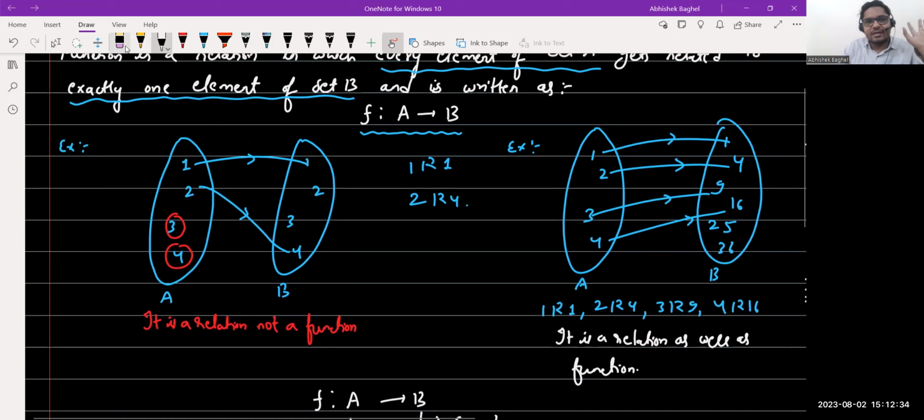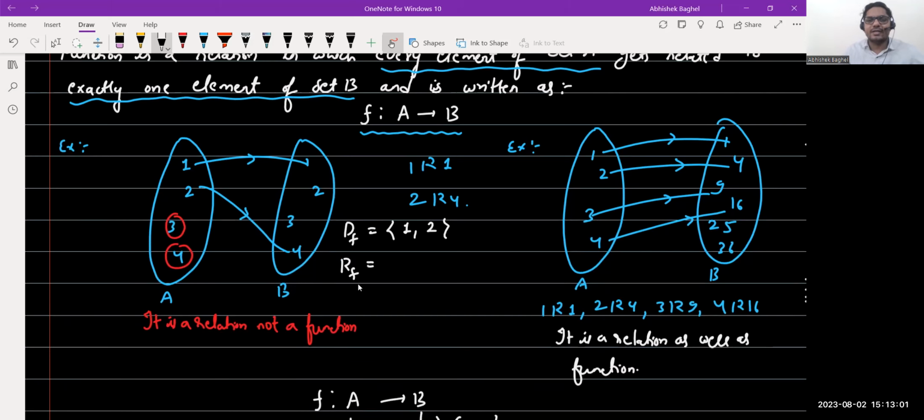The first one is not a function. It is a relation, but we can find out the domain, range, and the codomain. Clear? So the domain of the first one: domain is the set of elements of set A which gets related. So 1 and 2 are related. So domain is nothing but the set of 1 and 2. Right? Then we have range.